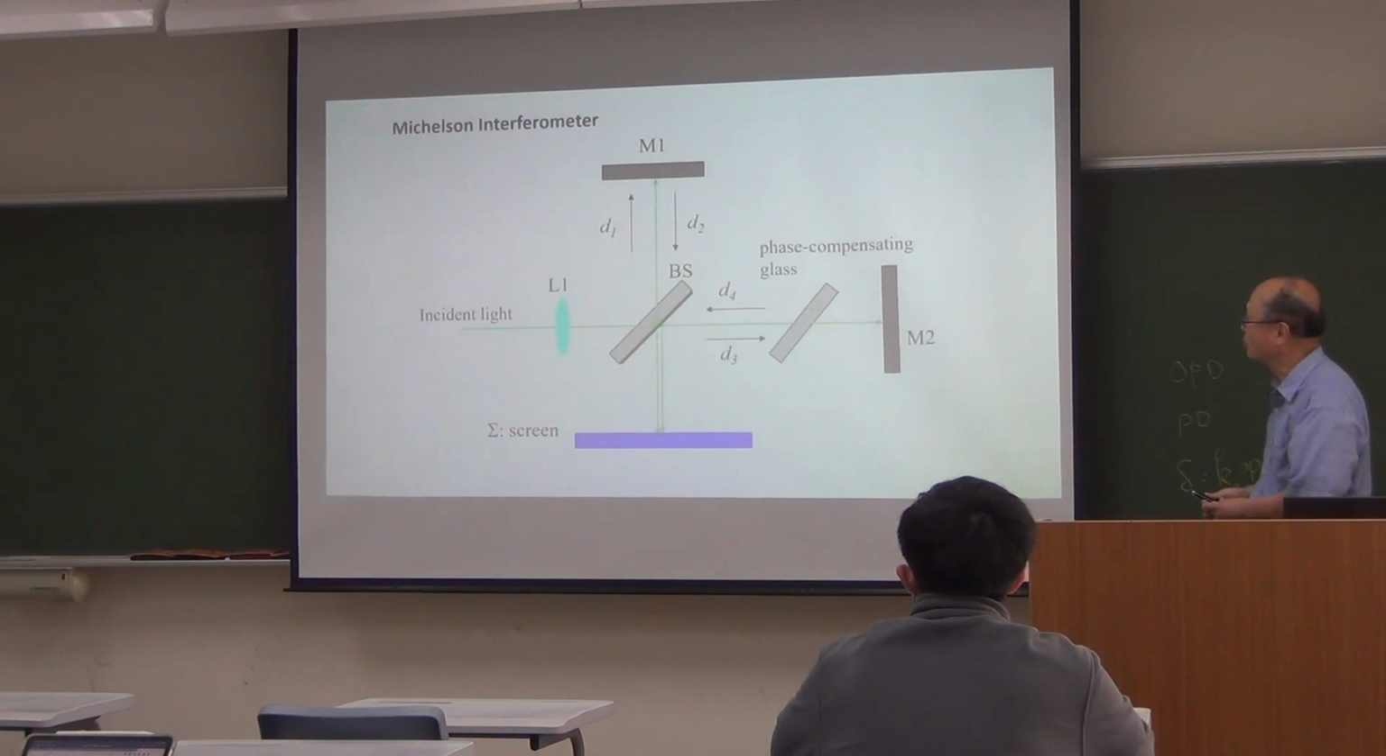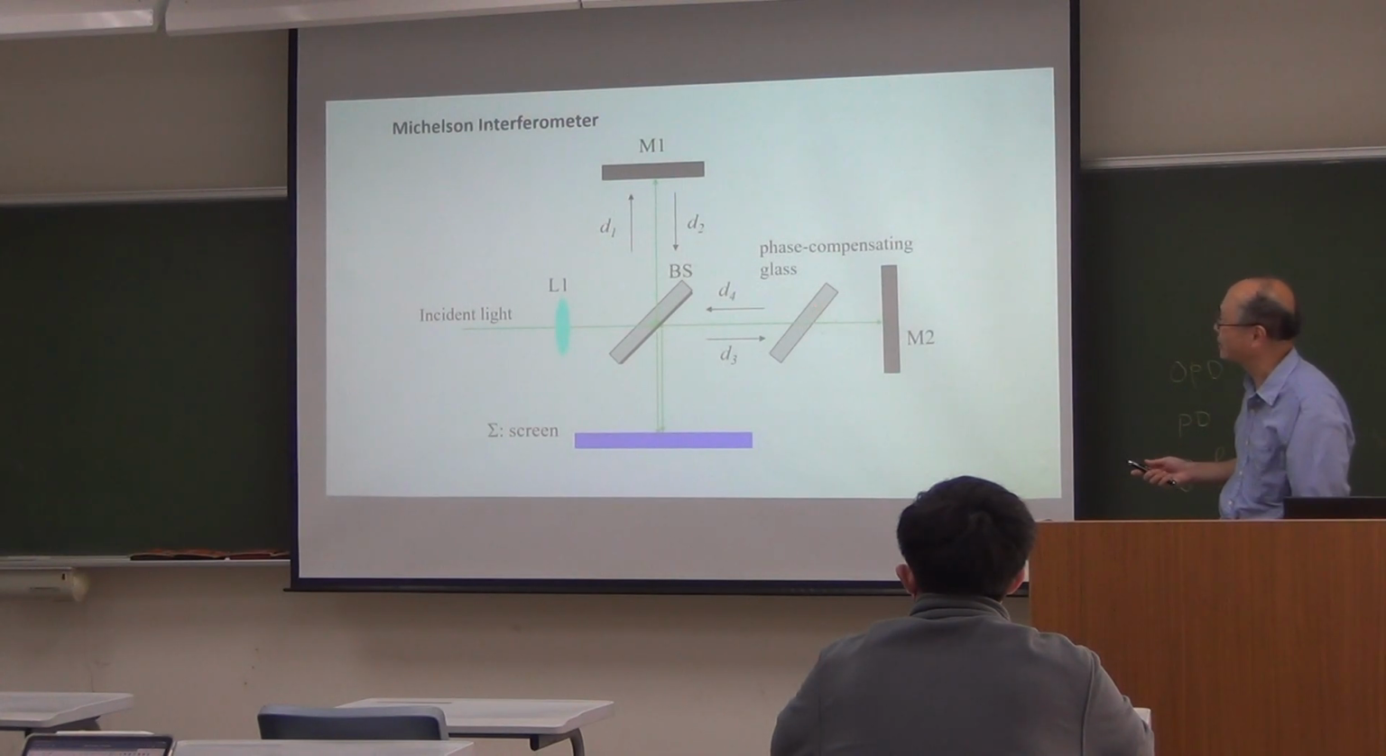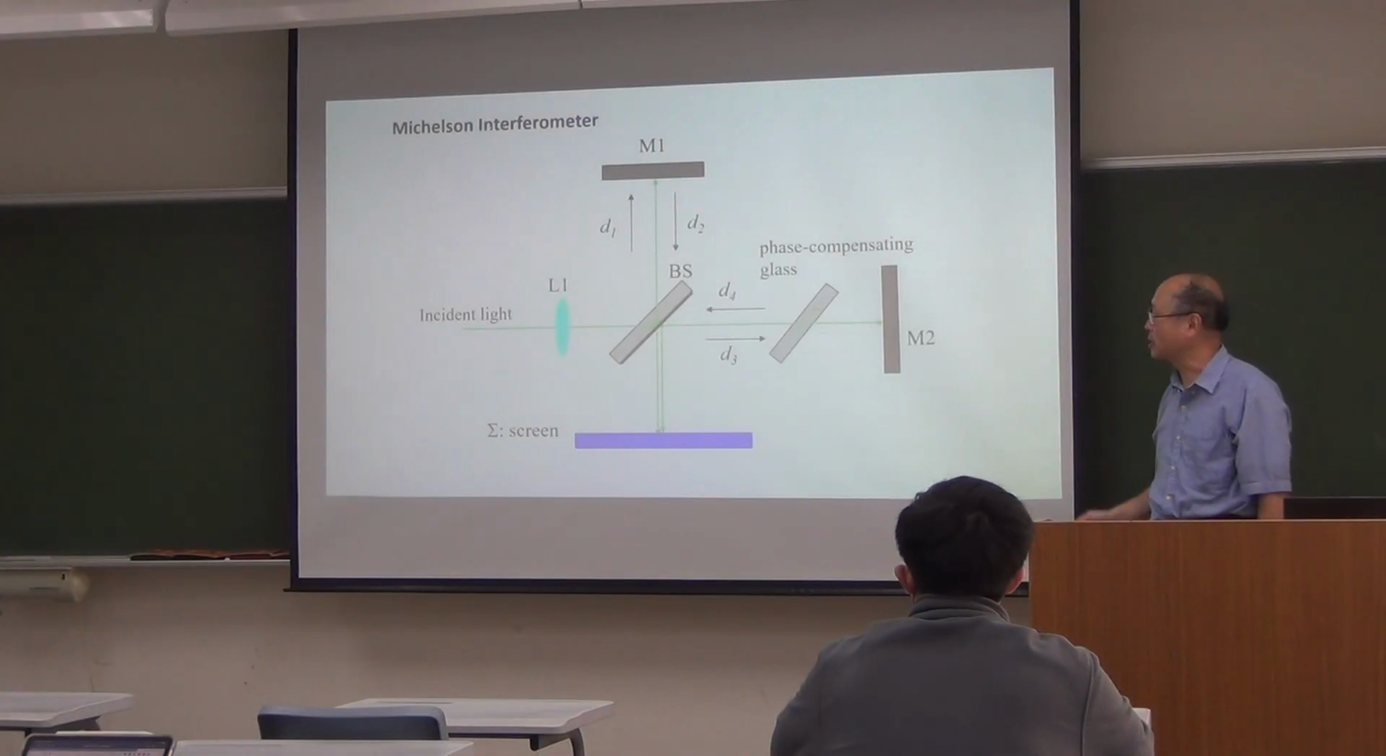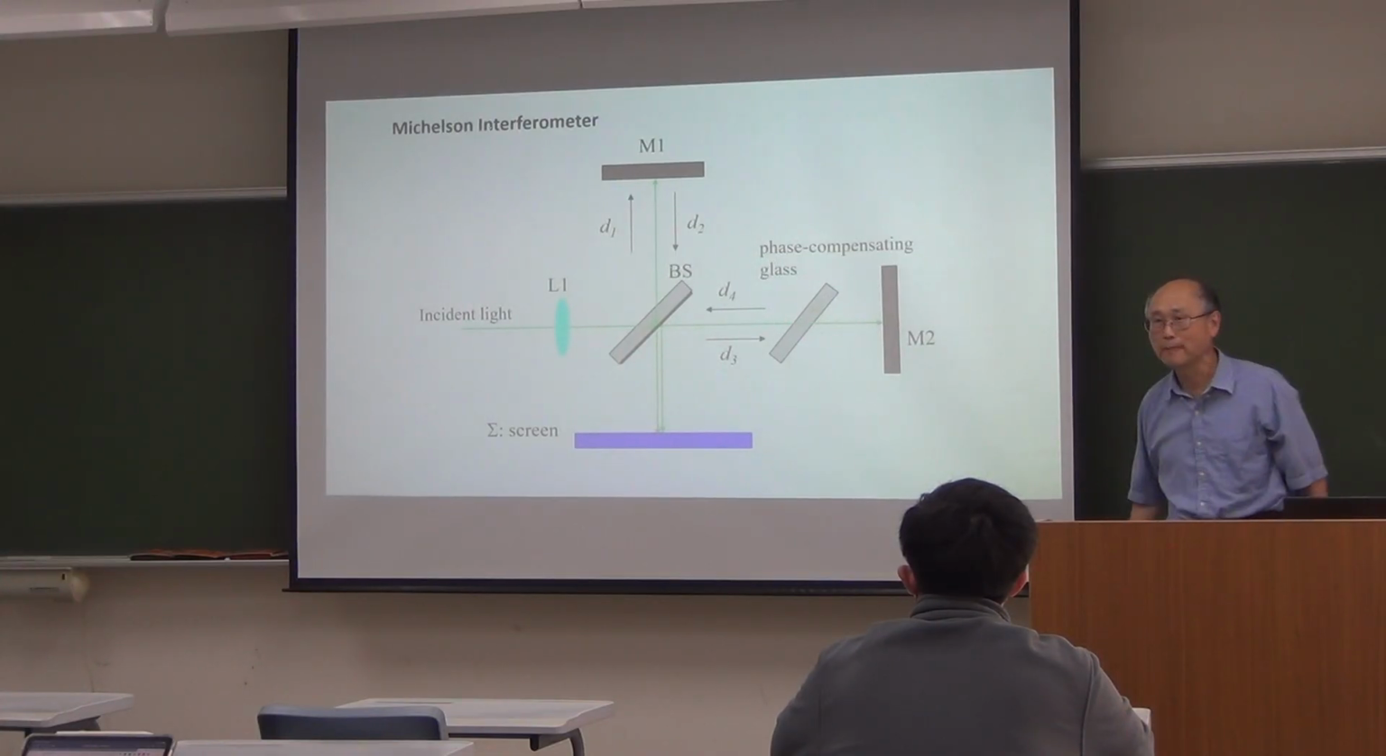Okay. So with this compensating glass, the analysis becomes simple because the paths along this direction coming down and along this direction coming down are exactly the same. Because I have the beam going through this material twice. I have the beam going through this compensating glass twice.